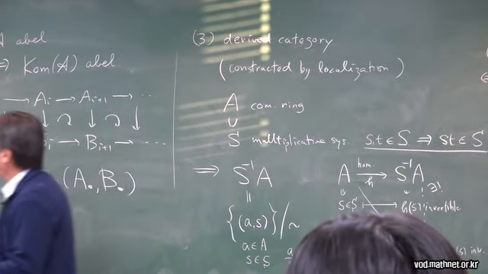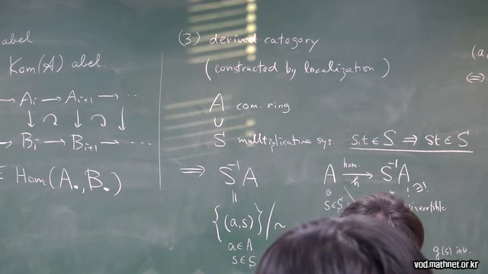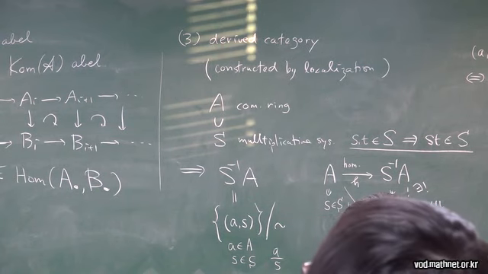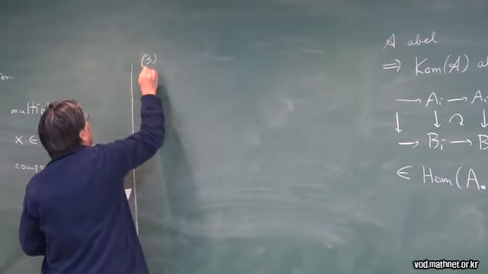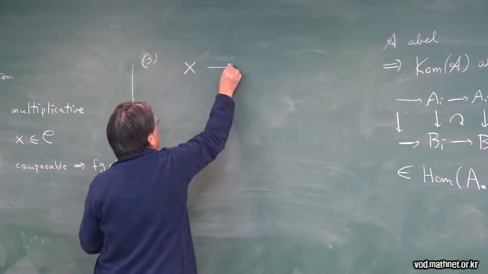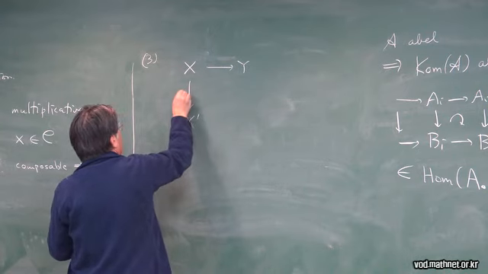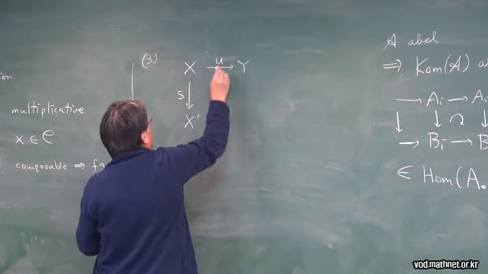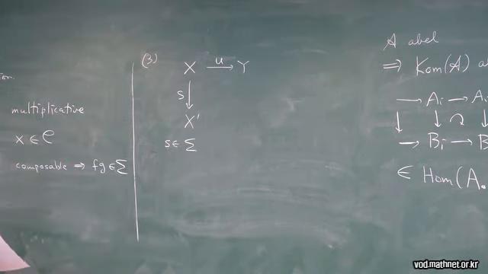So this condition is also obvious. But then I need an additional condition arising from non-commutativity. Suppose there is a diagram like this: x to y, and y to x', with s and u, where s belongs to sigma. So u is arbitrary, but the vertical one is in the system.